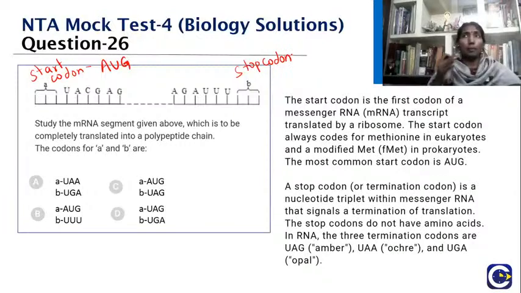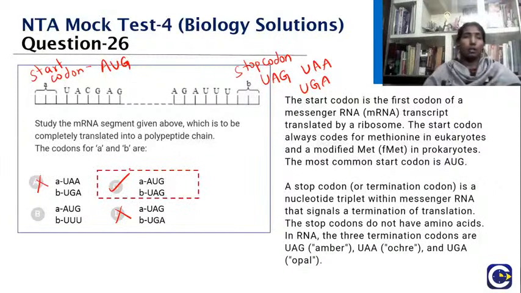It is always a nucleotide triplet within the mRNA that signals the termination of translation. The stop codons do not code for amino acids. The common termination codons are UAG, UAA and UGA. So this will not be the option, and this will not be the option. AUG is in both, but what we have to look for is the stop codon. What is the nearest stop codon? They have given UAG. So what is the right answer? It is this.